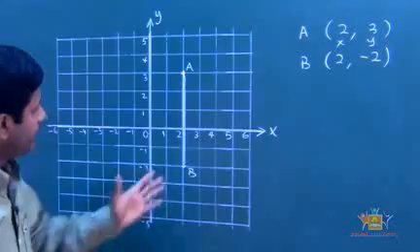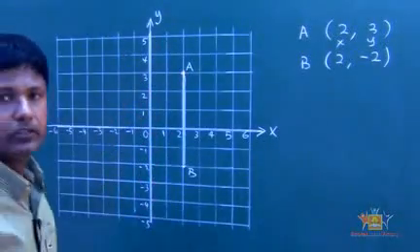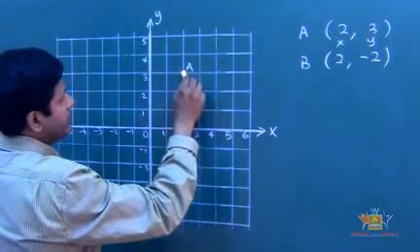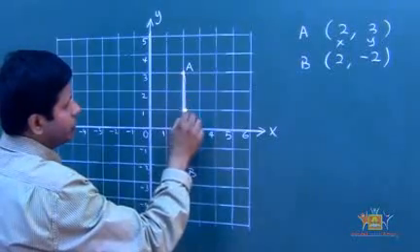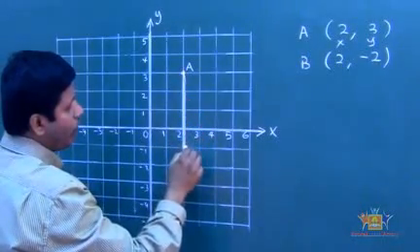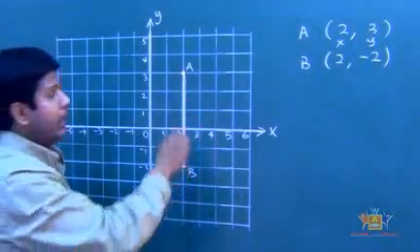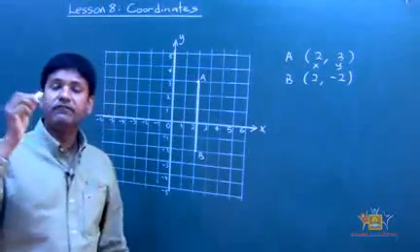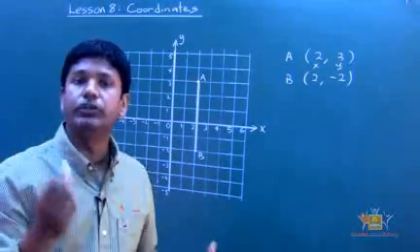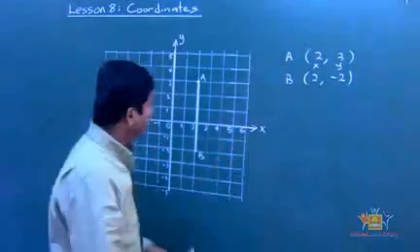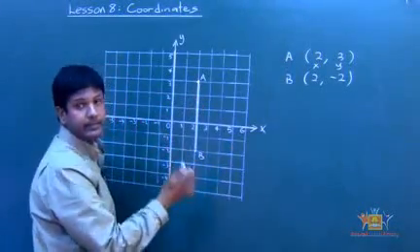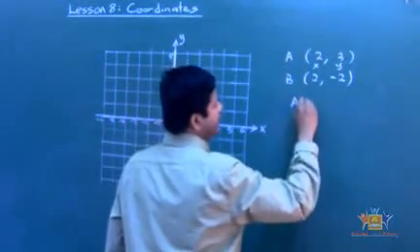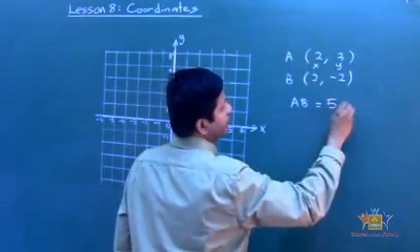Okay? So look at this. That's a vertical line. So to find the distance, look at that. How many units is that? 1, 2, 3, 4, 5. Only when it's vertical or horizontal can you do that. So that means the distance from A to B is 5, okay? So AB equals 5 units.